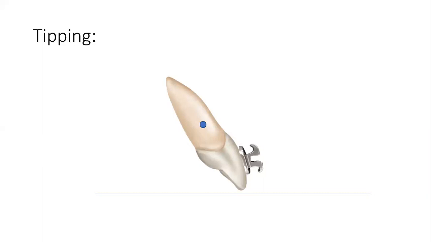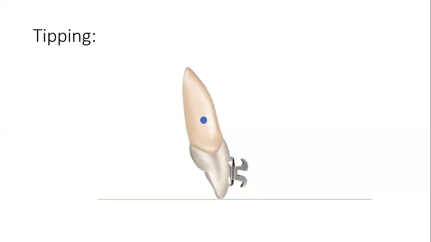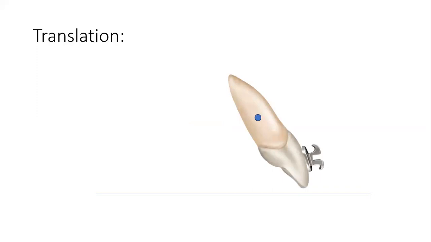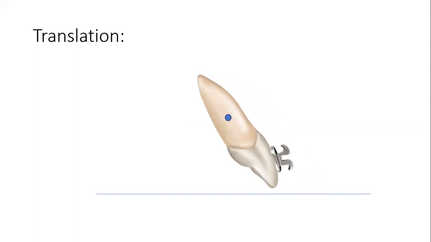Tipping indicates that the root and crown move in the opposite direction. Like in this animation, the crown is moving palatally, whereas the root is moving buccally. Another type of movement is translation. It is also called bodily movement of the tooth. Both crown and root move in the same direction, like this.